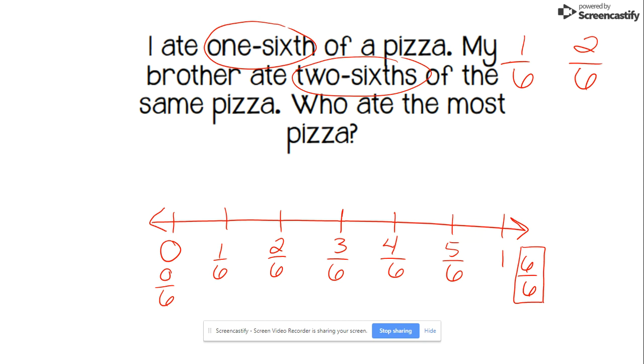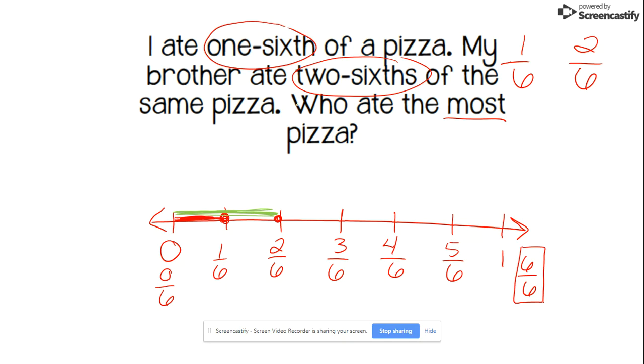So I'm going to plot both of these fractions on my number line, 1/6 and 2/6. The one that is further away from 0, the one that's longer, is going to be the fraction that is greater. And that's what my question was asking, who ate the most pizza? So if I were to shade in from 0 to 1/6, that line is going to be shorter than if I were to shade in from 0 to 2/6. My green line is longer than my red line.